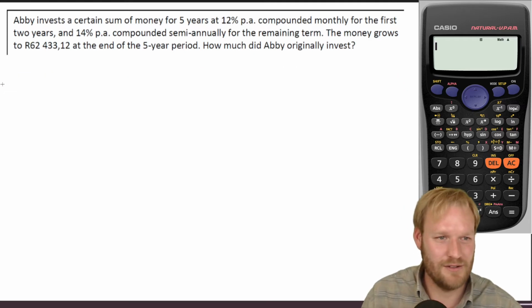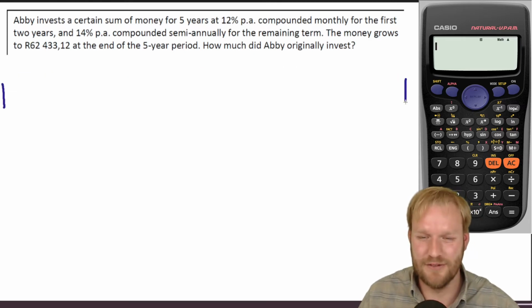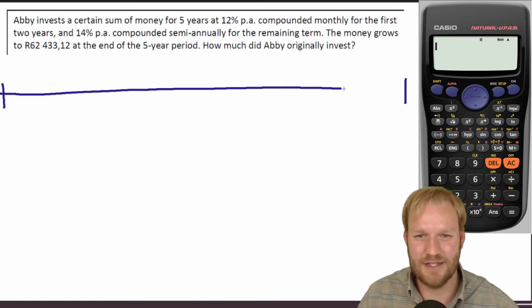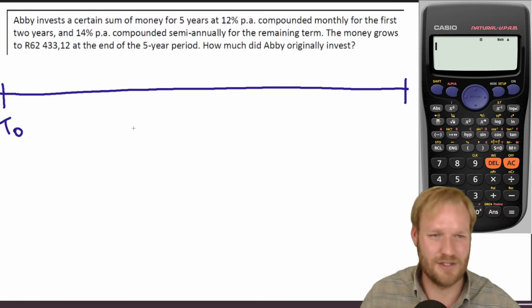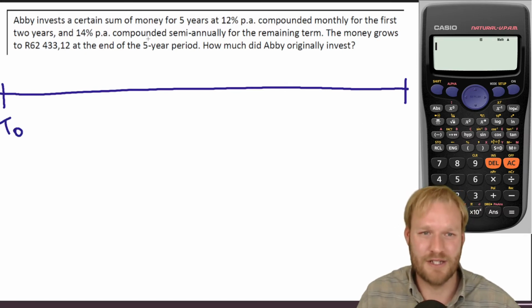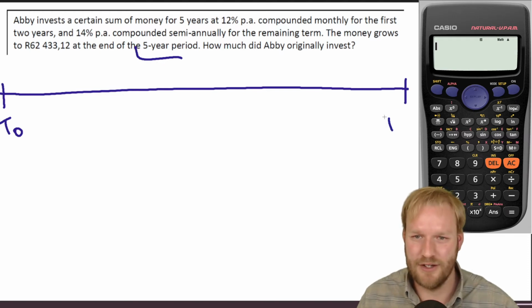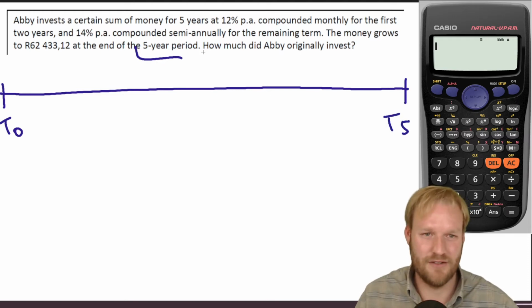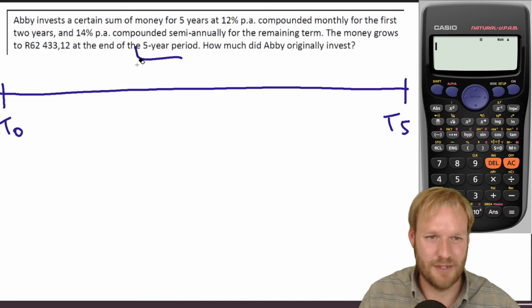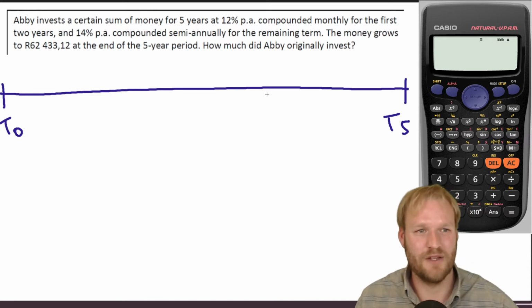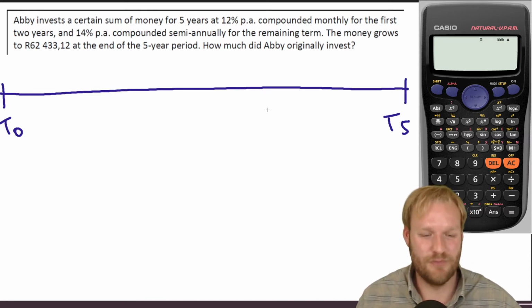Now, I guess I could give myself a little bit of room here, but there's our timeline, and we know we're going to start at T0. The money grows, and it tells us that it's a 5-year period, so we finish off at T5. That was what that part told us. So let's see. She invests a certain sum of money.